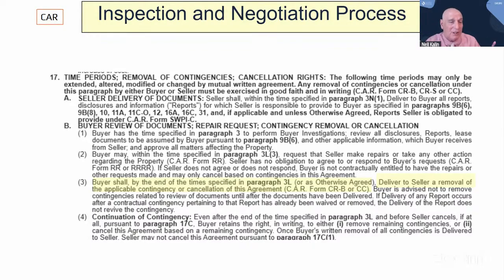I mentioned there is a logic to the way the AIR form back and forth works, but there are some automatic decisions that happen depending on whether a buyer does something or does not do something. 17B4 in the CAR commercial purchase agreement says if nothing happens, that does not mean anything. Somebody needs to do something in writing.